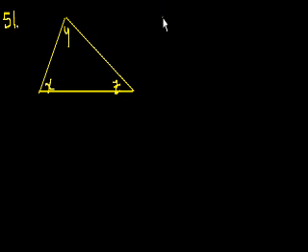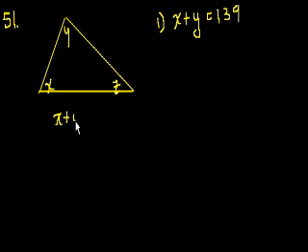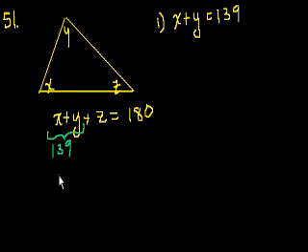Fair enough. Statement number 1 is x plus y is equal to 139. Well, as soon as you see a triangle and you have to figure out one side, you should always remember that the sum of the angles of a triangle add up to 180. So we know that x plus y plus z is equal to 180. Statement 1 just told us that x plus y is equal to 139. So we know from statement 1 that this is 139. So that would just make this equation 139 plus z is equal to 180, which is very easy to solve.